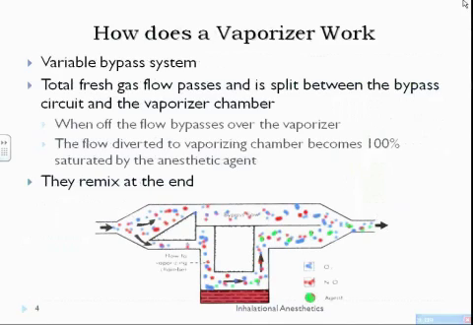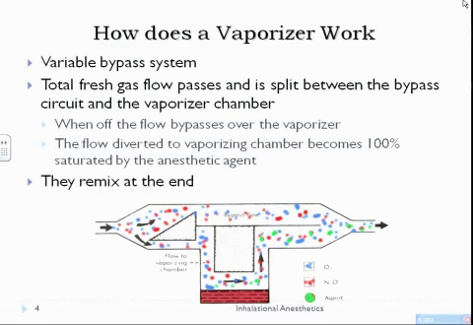So now, how does the vaporizer work? The vaporizers that we use are called variable bypass systems, which means that we can actually change the percentage of the air-nitrous mix that goes into the vaporizer. Once the gas gets into the vaporizer, it goes to 100% concentration. So what does that mean? Okay, let me give you an example.